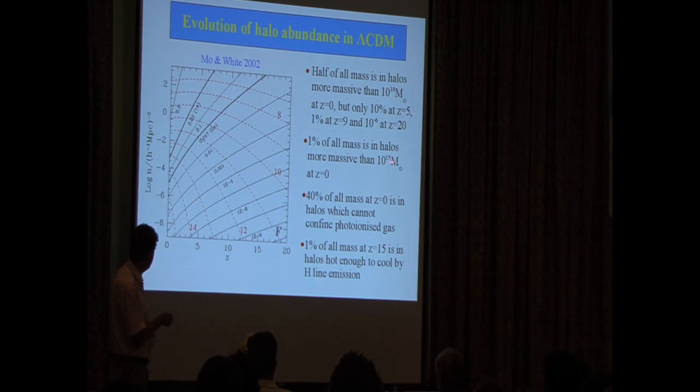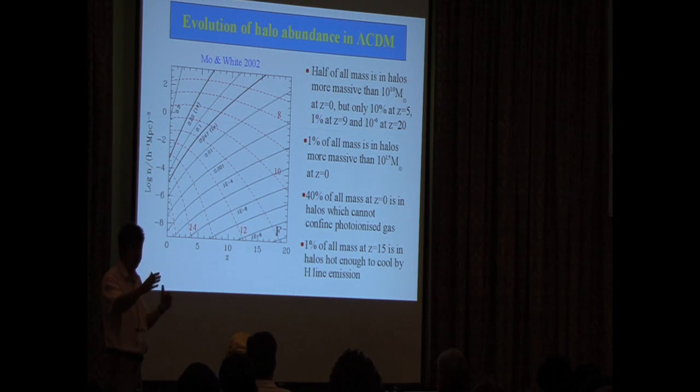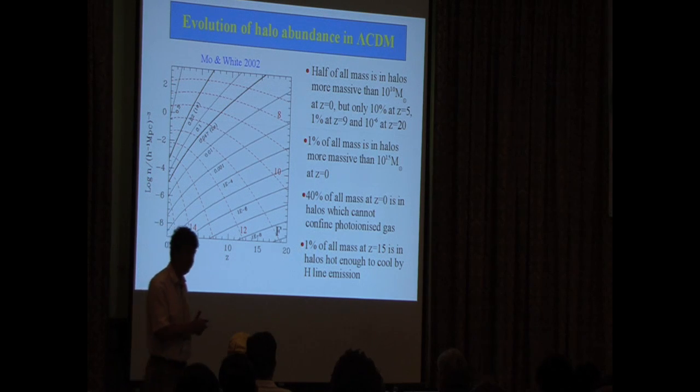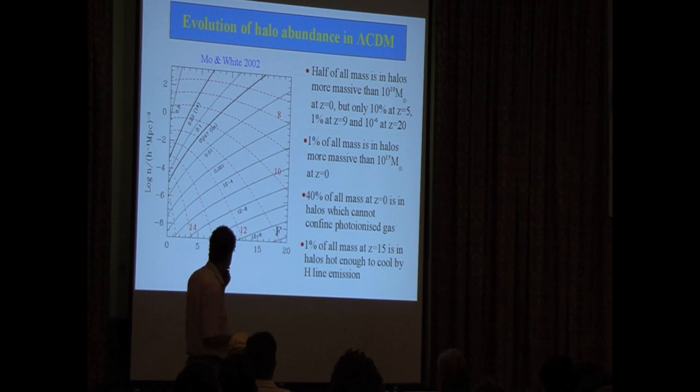I already said that more than 1% of the mass is in things above 10 to the 15 solar masses at redshift 0. If you ask where the photoionization temperature is, it's about here. So at redshift 0, 40% of all the mass is in things where the characteristic temperature is below the photoionization temperature for hydrogen. So since the universe is currently ionized, what that means is the gas won't be able to fall into those halos at all, because the gas has been ionized by something else. That's exactly the effect I was talking about. The other astrophysics has stopped the gas being able to fall into such small objects.